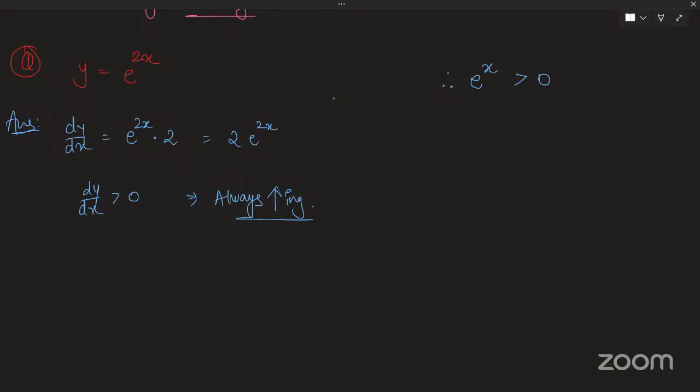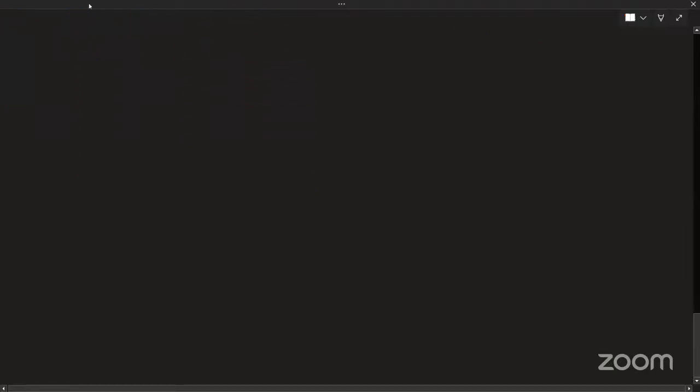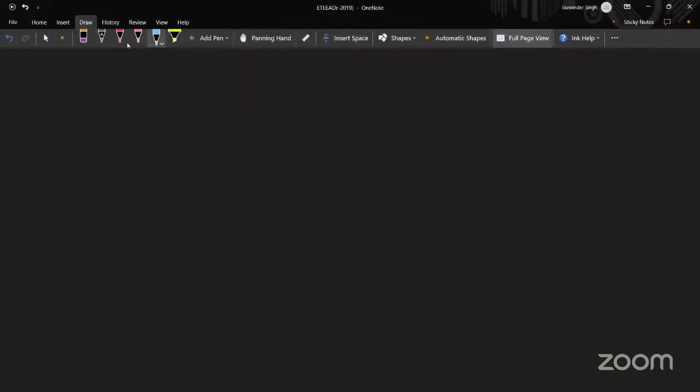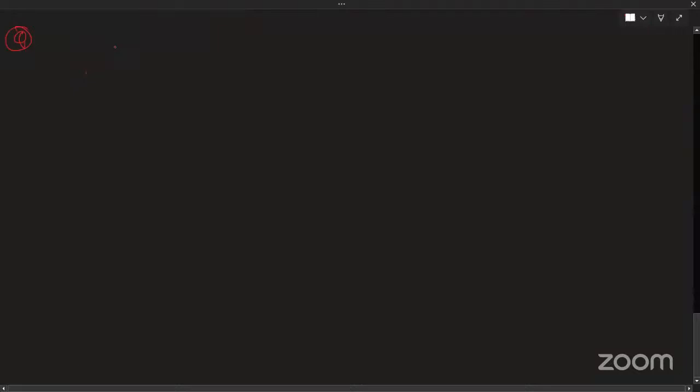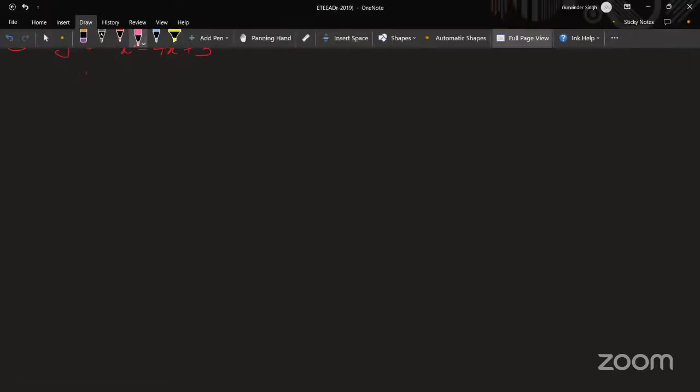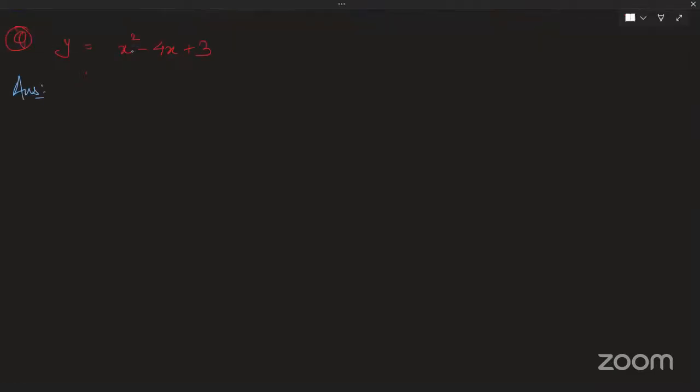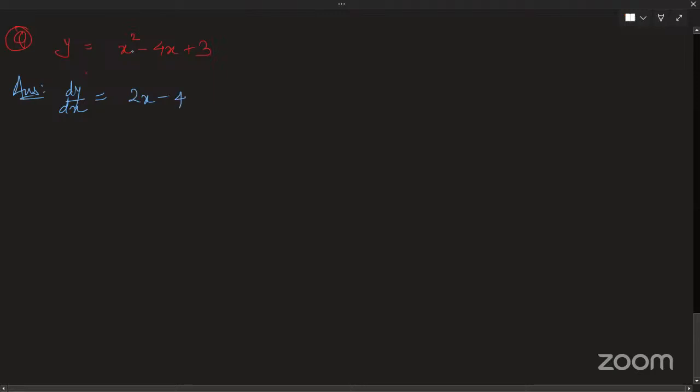Let us discuss a few more cases. So let's get to a complication. Let us give it a try. What is the value of dy by dx? 2x minus 4. I can write it as 2 into x minus 2. Can you tell me where the function is increasing and where it is decreasing?